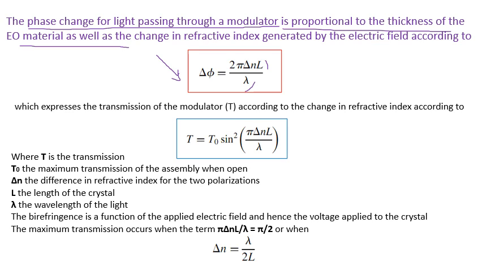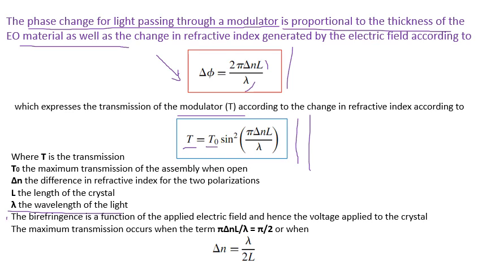Now if we write the equation in terms of transmission, the transmission changes according to the change in refractive index in the crystal. The refractive index changes, the transmission changes. Here this is the transmission and T naught is the maximum transmission, with the same quantity pi delta n L over lambda. Delta n is the difference in refractive index for the two polarizations, L is the length of the crystal, and lambda is the wavelength. We have this equation for the phase, and this equation for the transmission, when we study the transmission of the wave.